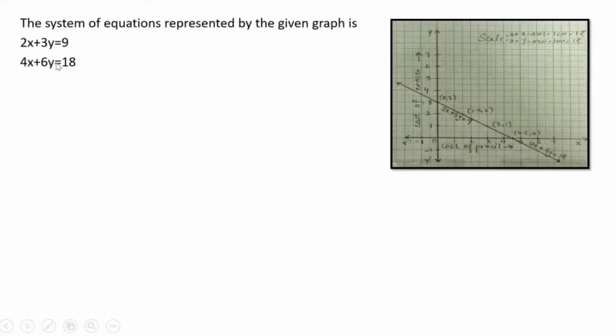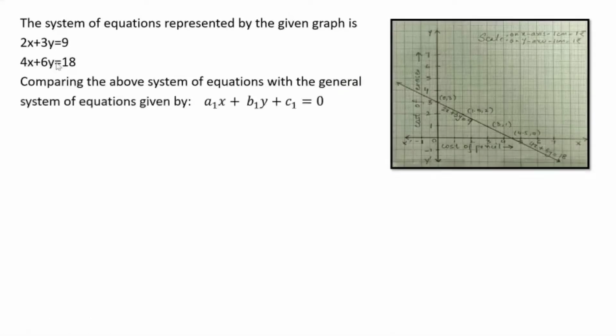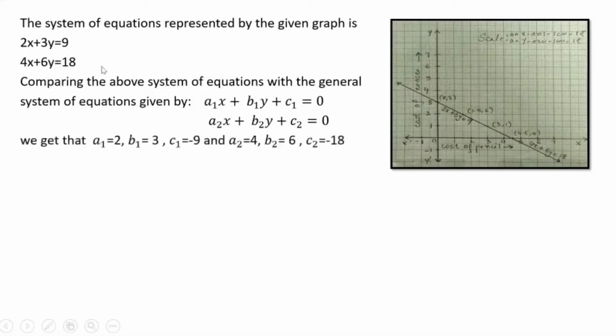Now once again, let us compare them to the general form of equations and find out what A1, B1 and C1 are, and what A2, B2 and C2 are. If I compare, A1 is 2, B1 is 3, and for C1 I can take this 9 to this side to make the equation of the form A1x + B1y + C1 = 0. So C1 comes out to be minus 9. In exactly the same way, A2 is equal to 4, B2 is equal to 6 and C2 is equal to minus 18. So I have got these values.